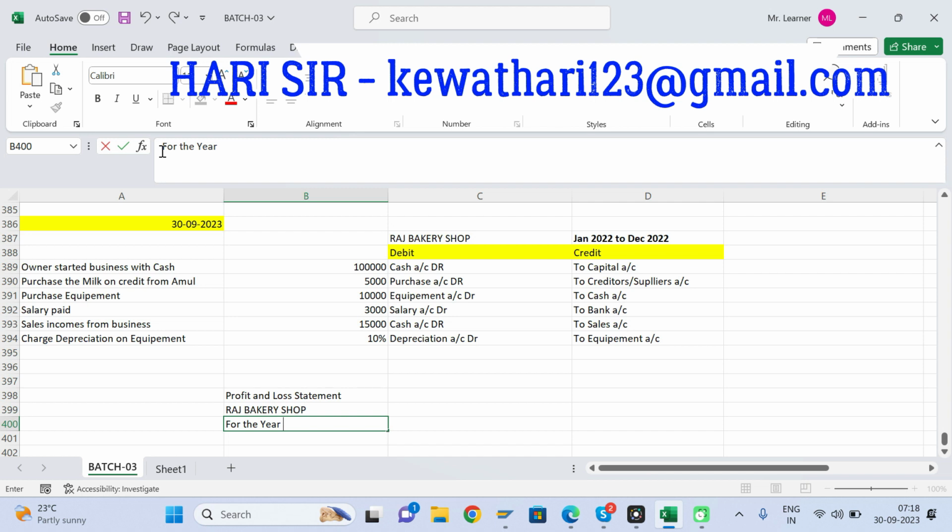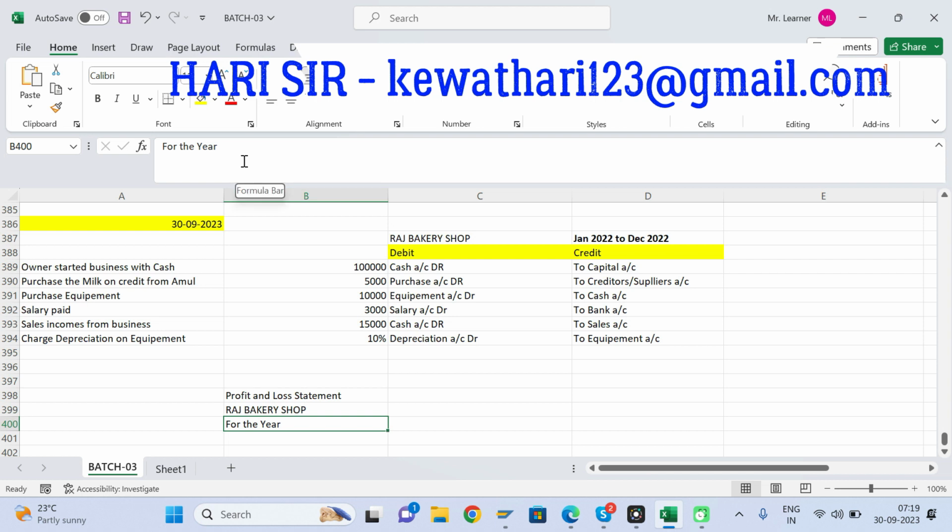So if you are preparing for the US, let us assume it is January to December. Whatever transactions happened from January 2022 to December 2022, I have to consider all those transactions and prepare the profit and loss statement. So the profit and loss statement is prepared for one fiscal year. That is the reason we write "for the year."